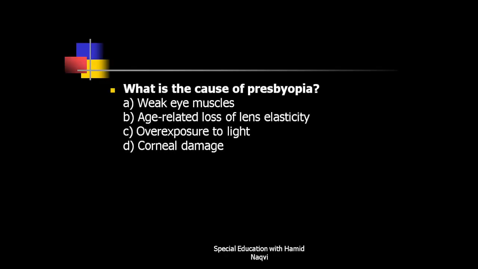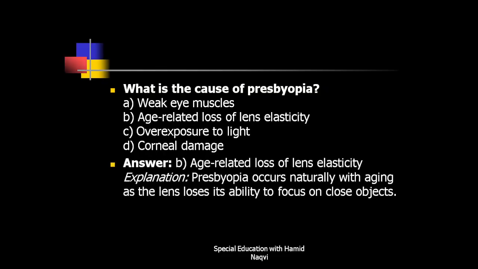What is the cause of presbyopia? Weak eye muscles, age-related loss of lens elasticity, overexposure to light, or corneal damage? The answer is age-related loss of lens elasticity. Presbyopia occurs naturally with aging as the lens loses the ability to focus on close objects.